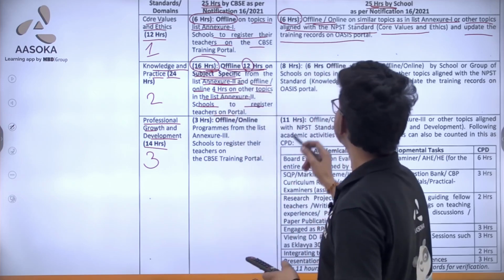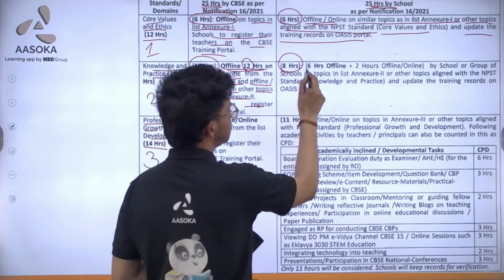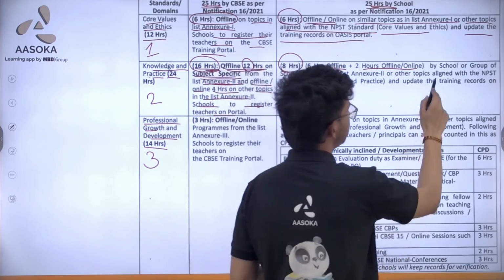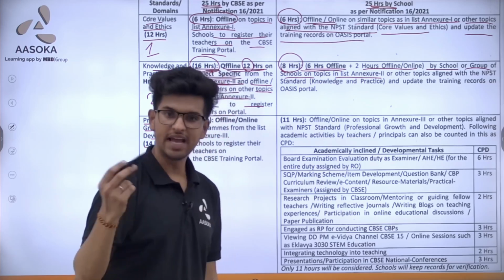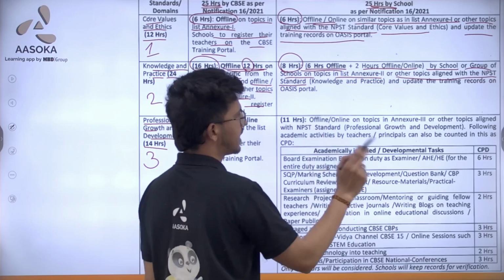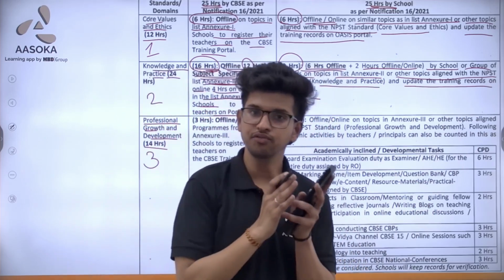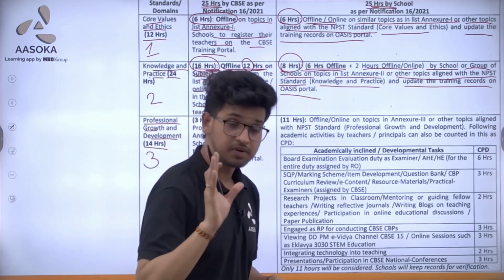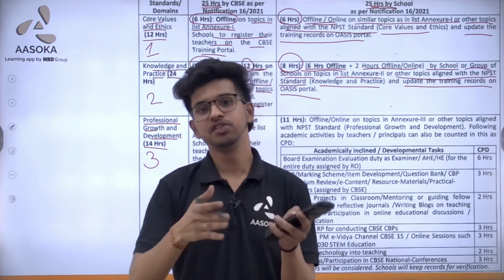In the same way, when it comes to in-house training, you have to complete 8 hours, out of which 6 hours are going to be offline, and for 2 hours you have a choice of either offline or online. It can be organized by a particular school or a group of schools on topics in list 2 or annexure 2, as I showed you just now, or you can go for other topics aligned with the NPST standard and update the training records on the OSS portal. So you follow the same process in in-house training as well, but the number of hours is 8, out of which 6 hours are mandatory in offline mode and 2 hours can be offline or online. You have a choice given in that. So this was all about domain 2.